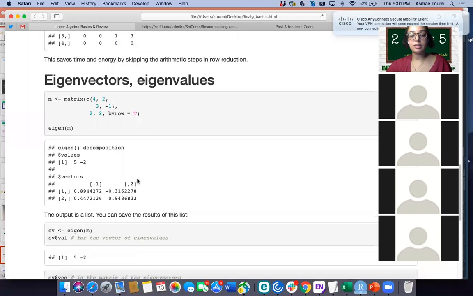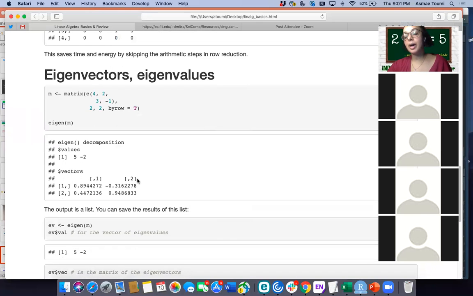So this does not necessitate a package. This comes with base R. Once you define your matrix, you can call eigen(M), and it prints out a list of first the values, which are 5 and minus 2. That's exactly what we found with pen and paper, so that's a nice confirmation.